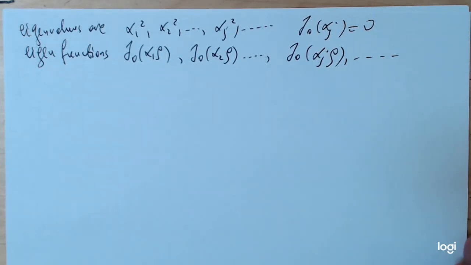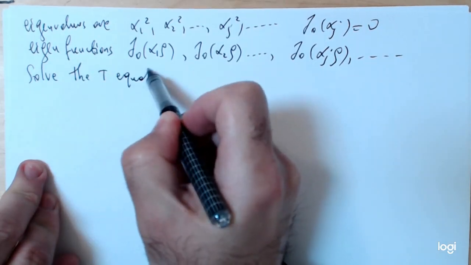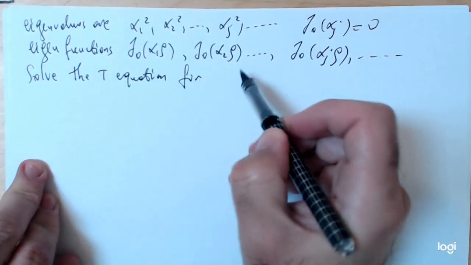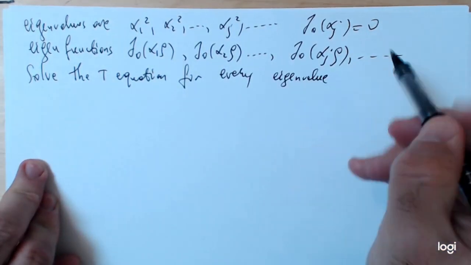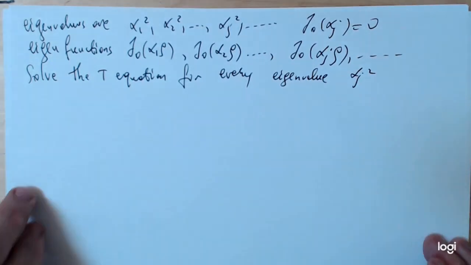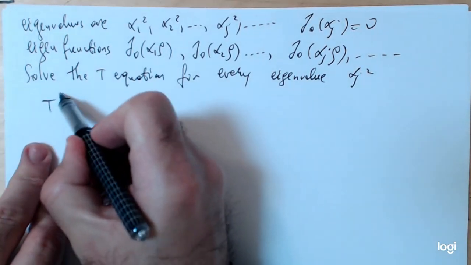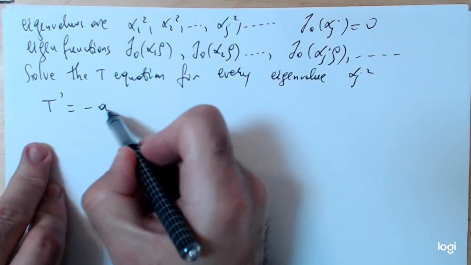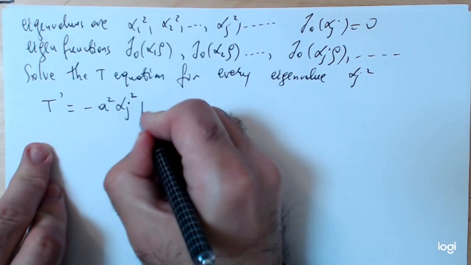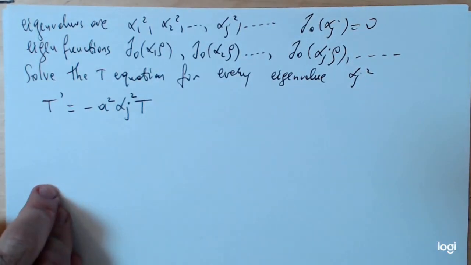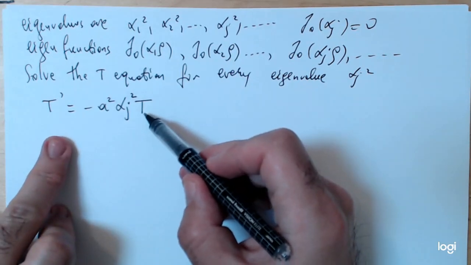Okay, remember now the next step is to solve the T equation for every eigenvalue that you found before, alpha j squared. Now the T equation in this case is just an exponential, so go back to the T equation and plug in the eigenvalue, which is alpha j squared, so minus a squared alpha j squared t, and now you can introduce a constant of integration that we can index by j.